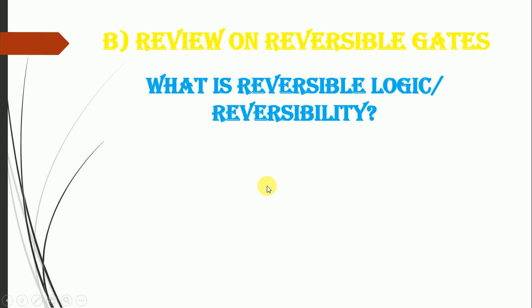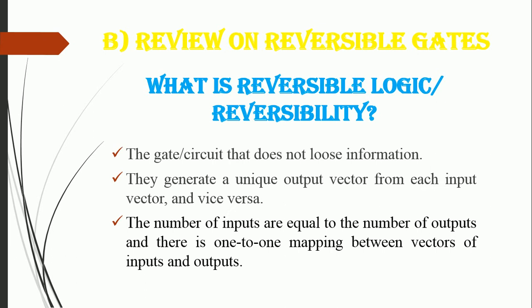Then moving on to the review on reversible gates, we have the definition here. A gate or a circuit that does not lose any information is known as a reversible gate, or one which generates unique outputs for each input vector. The number of inputs should be equal to the number of outputs, that is, a 1-to-1 mapping should be there between input and output. That is one of the main basic criteria for designing any reversible gate.